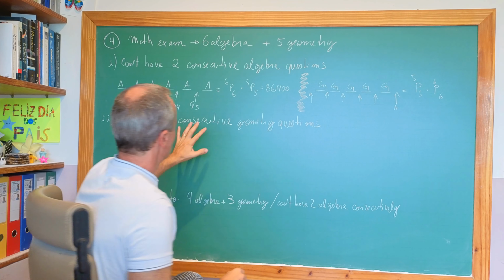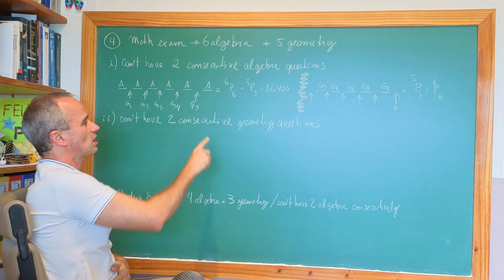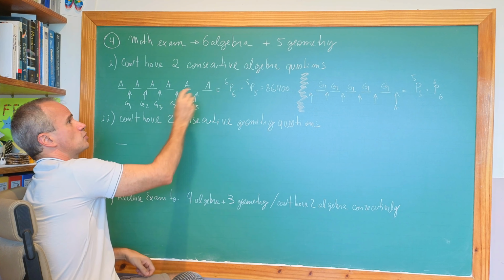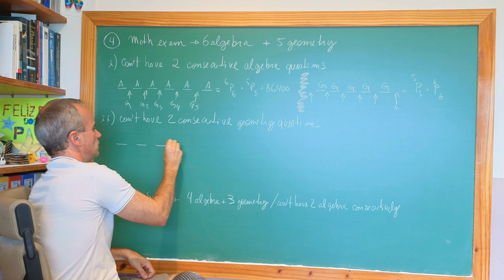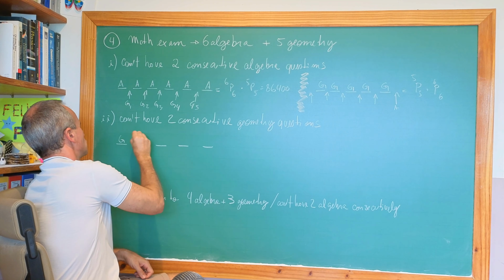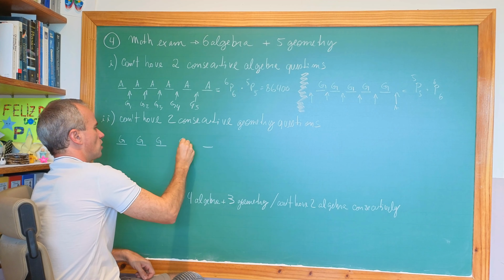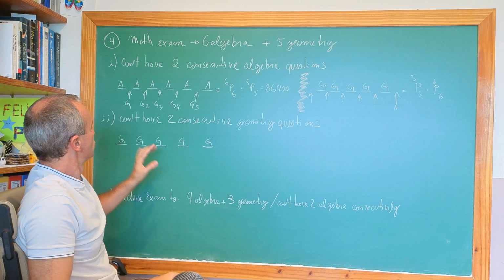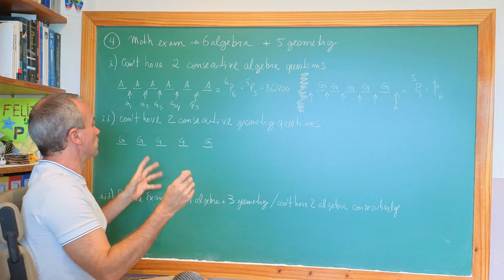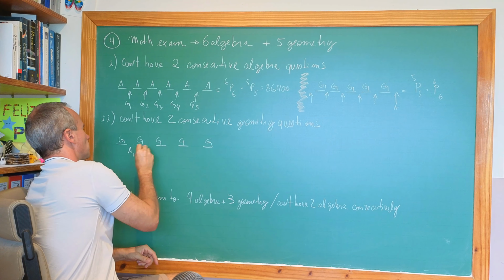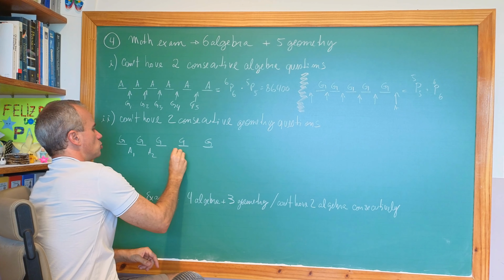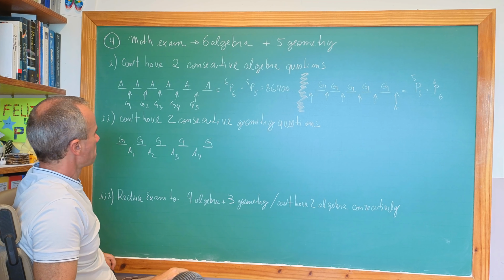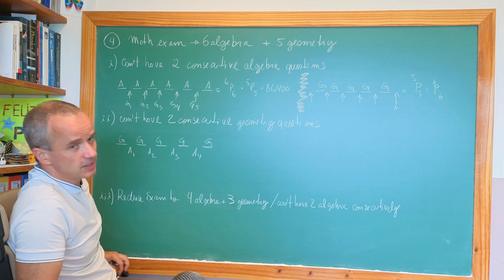Now let's start the second problem. Now I cannot have 2 geometry together. Let's think about the geometry first. I have 5 geometry: 1, 2, 3, 4, 5. Those are for the geometry. They cannot be together, alright? So I have to put algebra in between. So this would be algebra 1, algebra 2, algebra 3, algebra 4. I have 6, okay? Now, this is the problem.